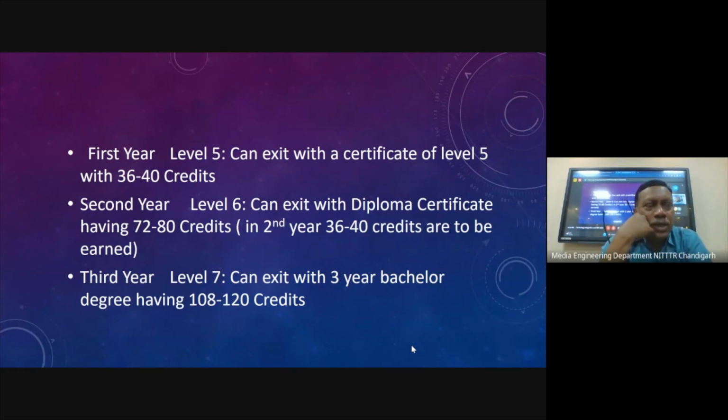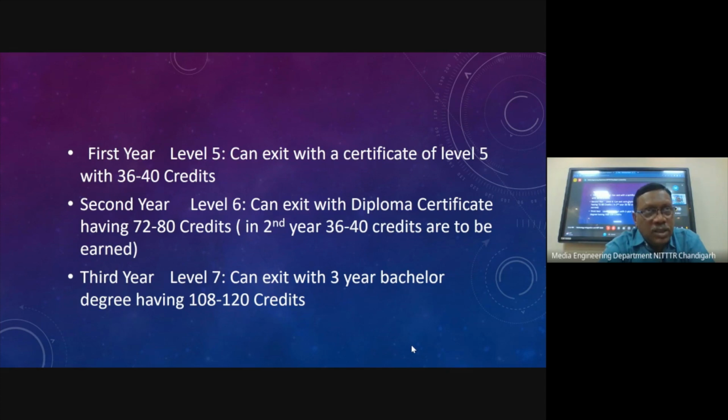That is 70 to 80 credits. Obviously, if you are following a 40 credit structure, in 2 years you will have 80 credits. If it is 36 credits in a year, then 72 credits. So this second year is called diploma. In the third year you can exit with a bachelor degree, and in the third year you can have a maximum of 120 credits.